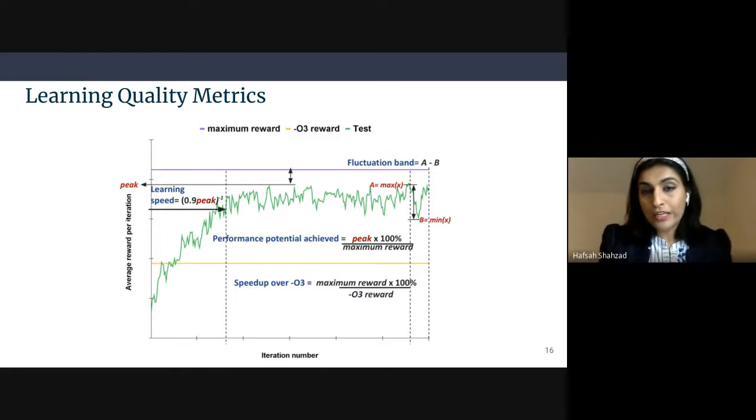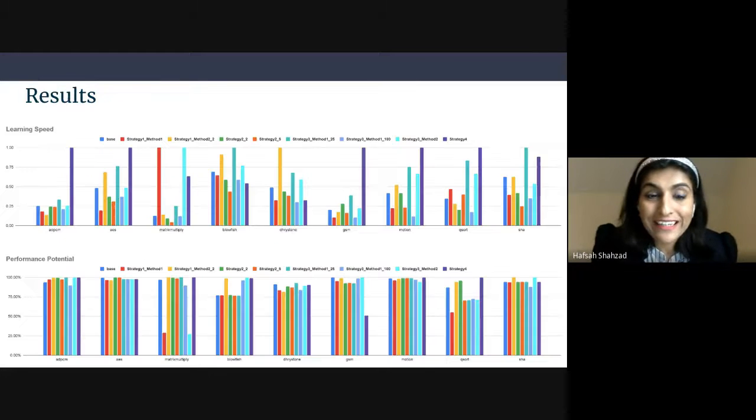So we looked at not only how fast it is learning, but once it has learned, how much is the fluctuation band, how much performance potential it has achieved within a certain time frame. If we go to the next slide, please.